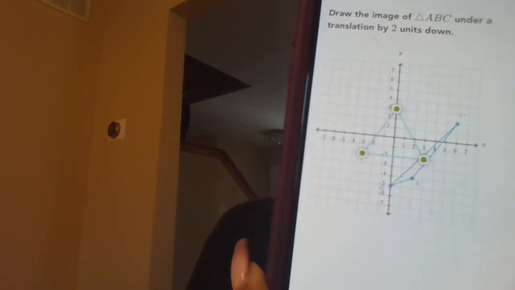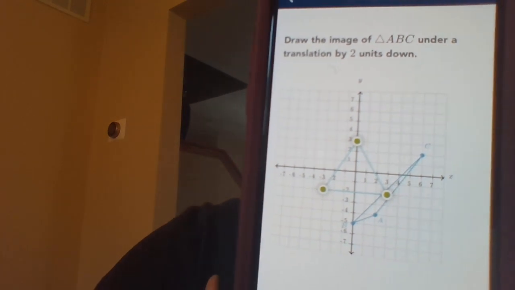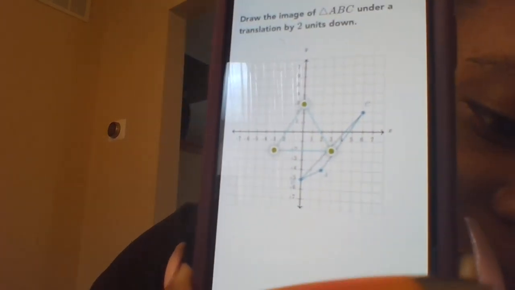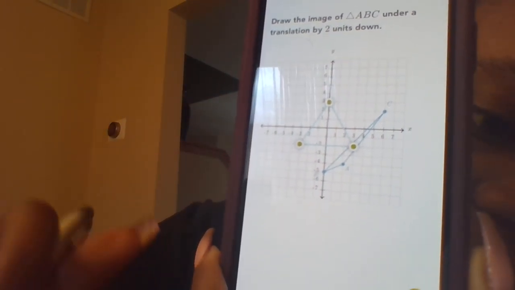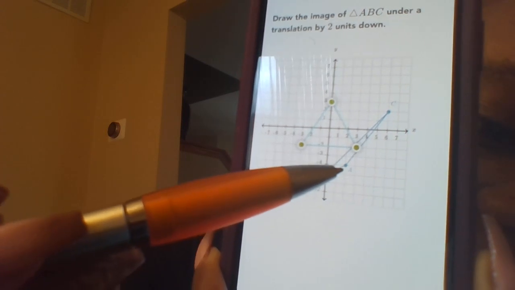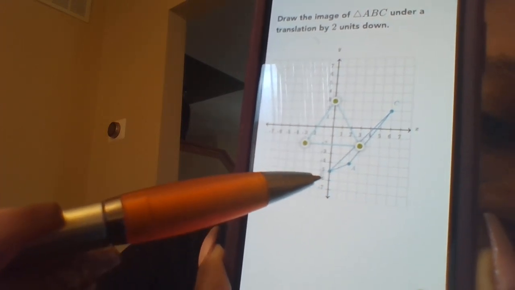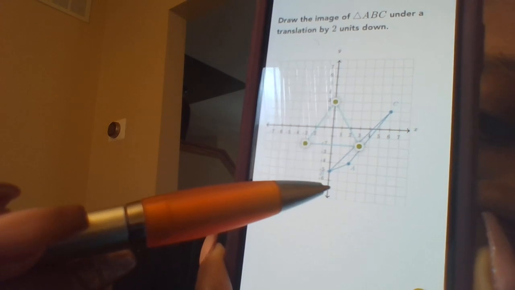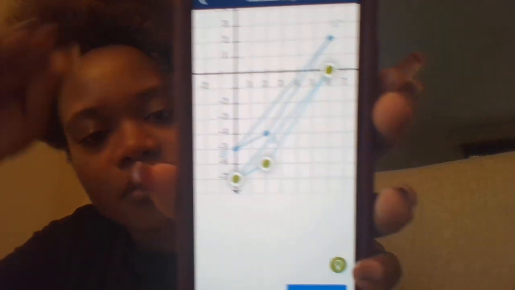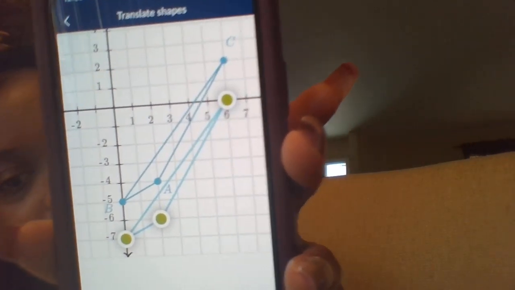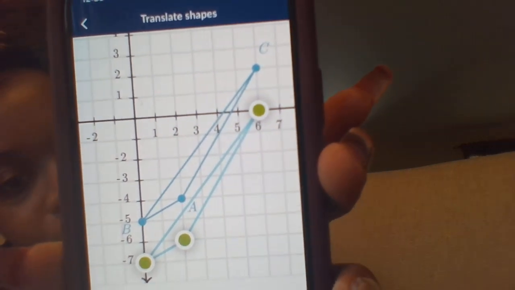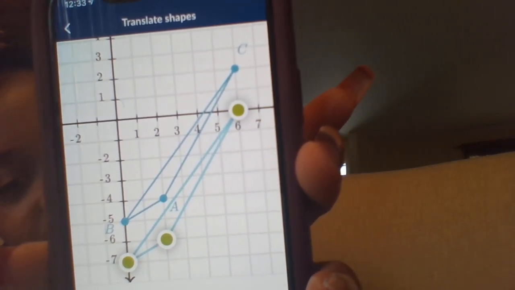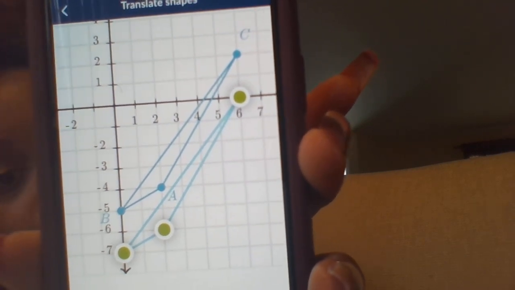A, it's not there. Focus, what needs to focus? My computer needs to, okay. So A is going to be here, down 2, and B is going to be here, down 2. So let's see what that actually looks like. So that's what the pre-image looks like, translated 2 units down for the image. Notice how the shapes are exactly the same, they're just shifted in the coordinate plane.